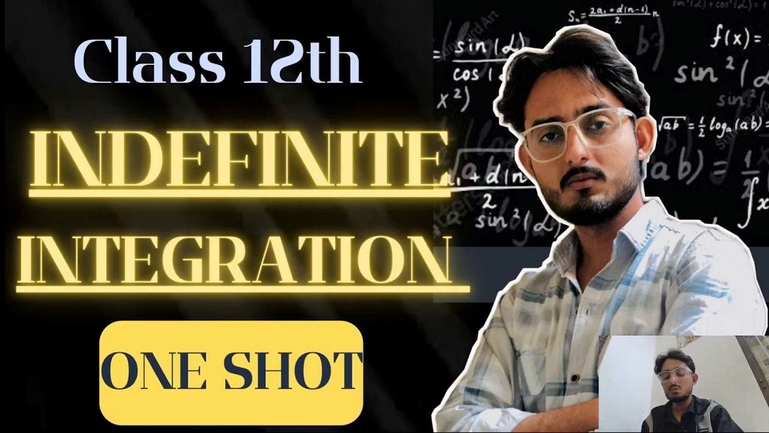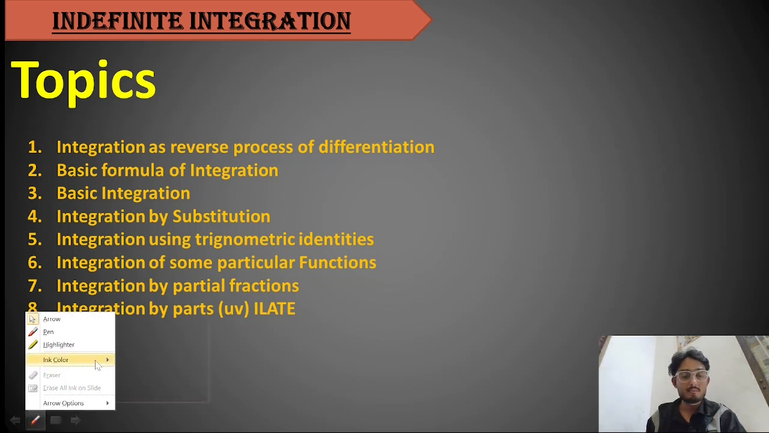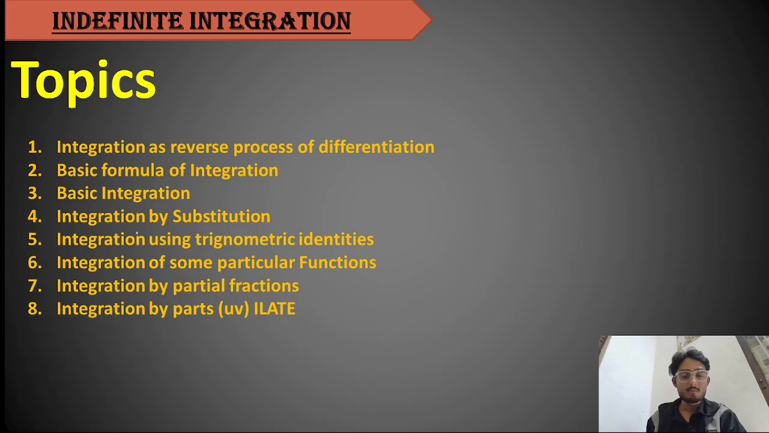First of all, you have to know what integration is and what the term indefinite means. Do you know which topics we will cover in this small one shot lecture? The first topic is integration as the reverse process of differentiation.